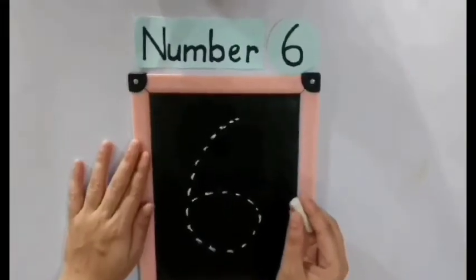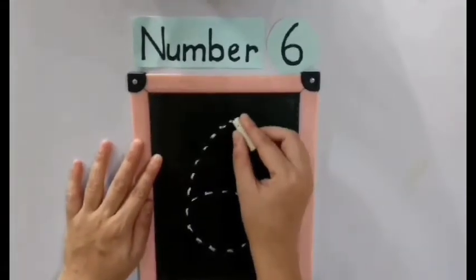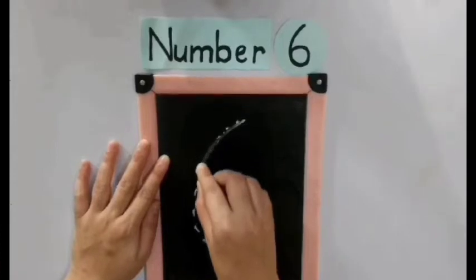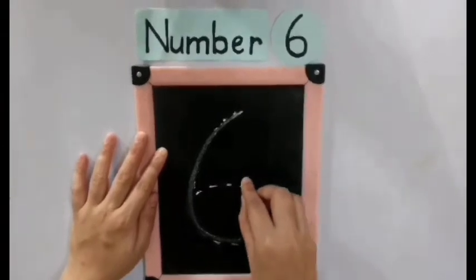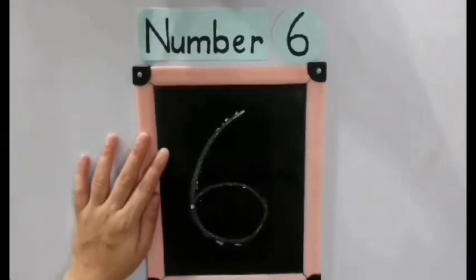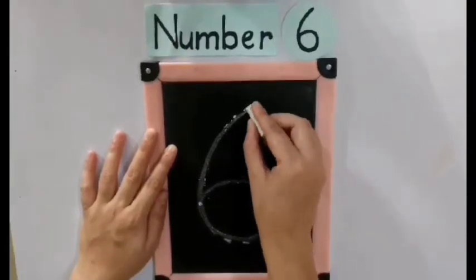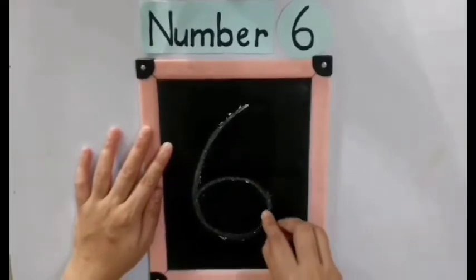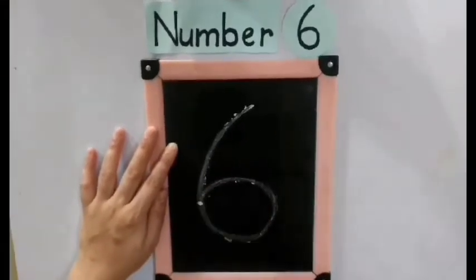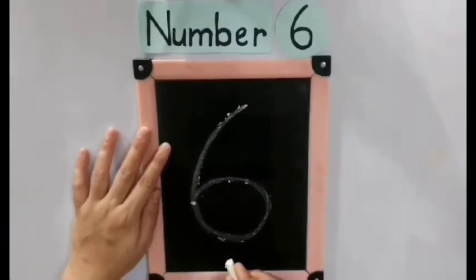Now kids, I will show you how to trace number 6 on the slate. Now kids, let's start tracing number 6. Make a curve, go up, make a circle. Number 6. Once again, let's do the same. Make a curve, go up, make a circle. Number 6.